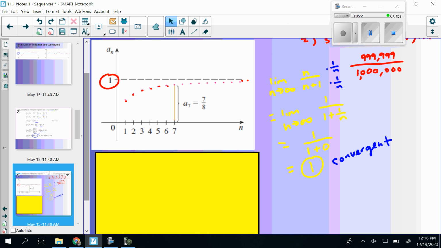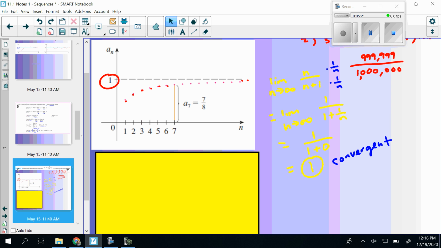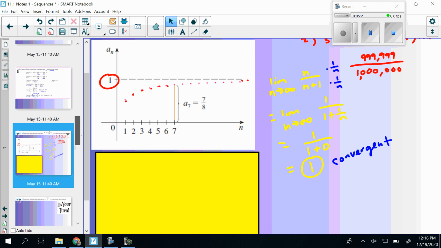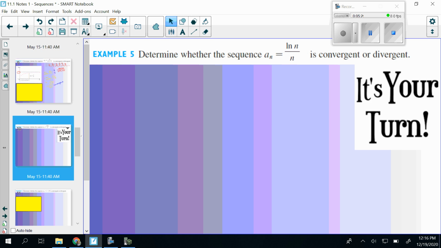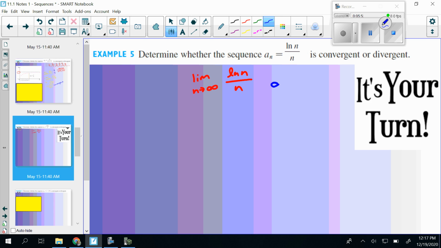All right, let's try another one here. So next one. Determine whether this sequence is convergent or divergent. So if you're asking this, you want to find the limit as n goes to infinity of this a sub n value and see what this comes out to be. Well, if you plug in infinity right now, this would be infinity.